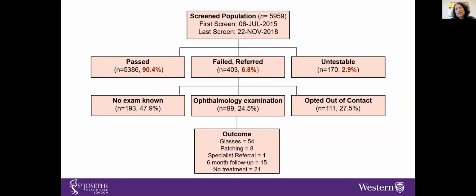We screened almost 6,000 children, and our failed or referred children rate was 6.8%. 2.9% of all children were not tested. The disappointing part of this program is that we only managed to get feedback from almost 25% of the examined children by optometrists. 27% of the parents opted out of contact completely, and 50% we were not able to get any definite results. So whether the children were never taken to see an optometrist or the parents never communicated with us, that was a big problem.